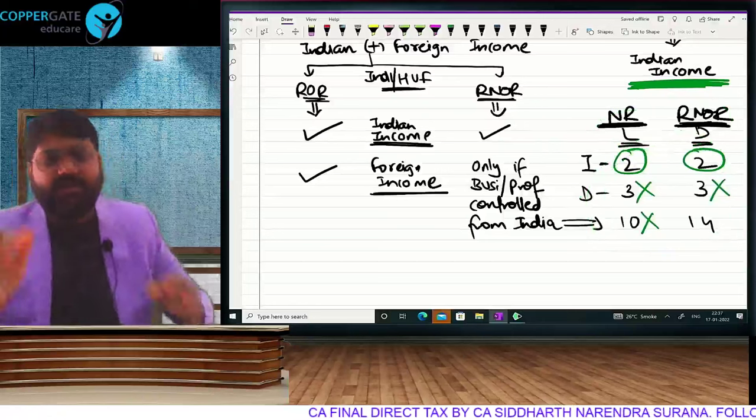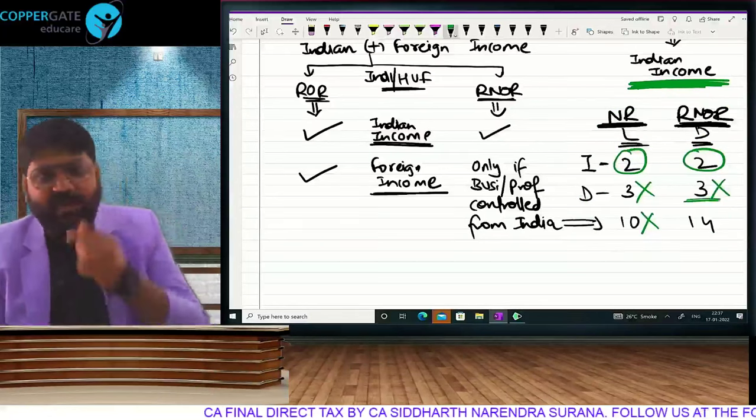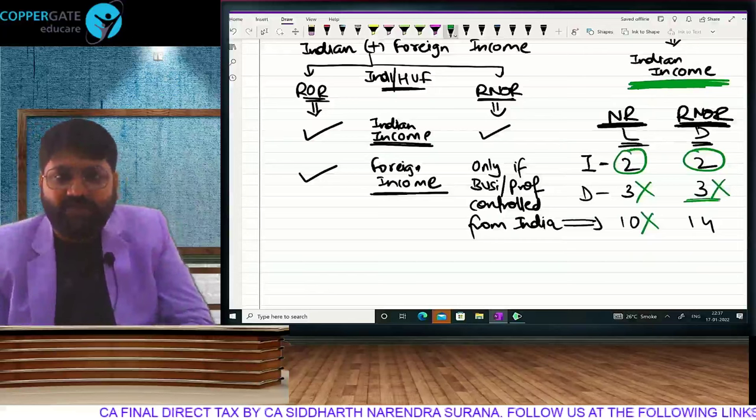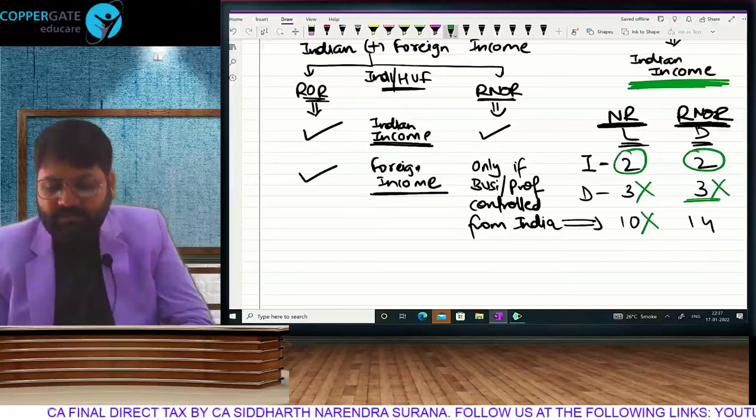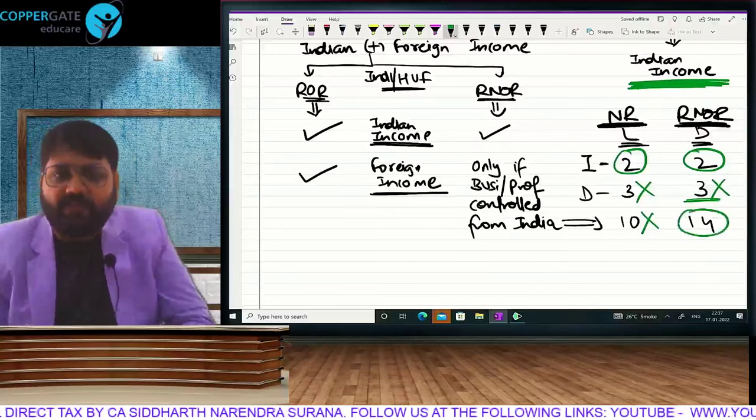But what is the difference between ROR and RNOR? This foreign income will not be taxable. But what's your answer about 14 lakh rupees? Can you tell me the answer for 14 lakh rupees? Taxable or not taxable? Taxable, because the business or profession is controlled from India.